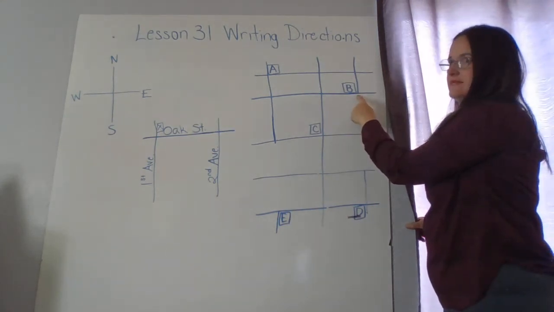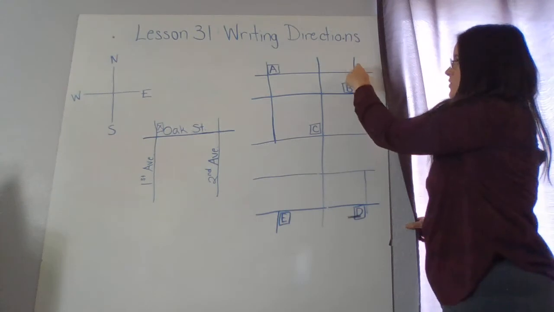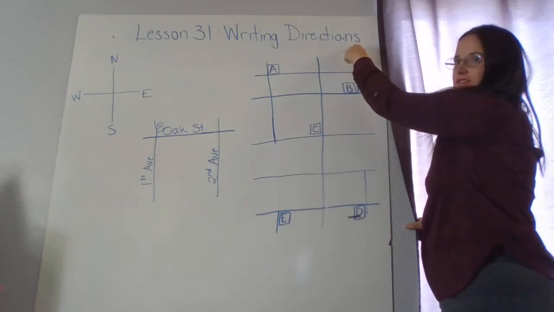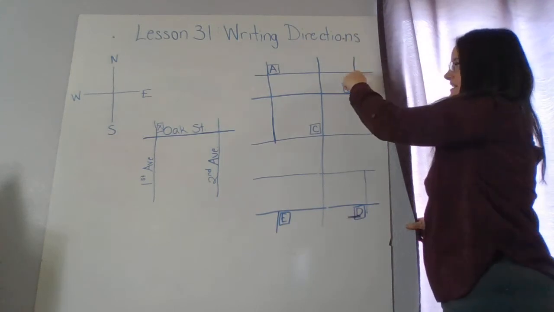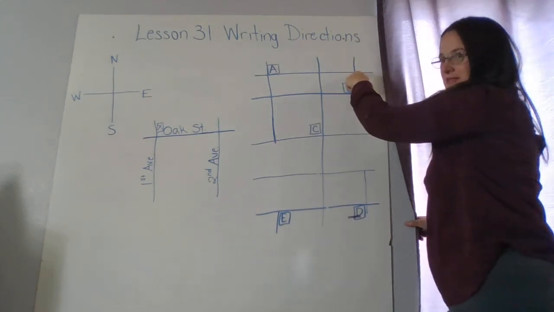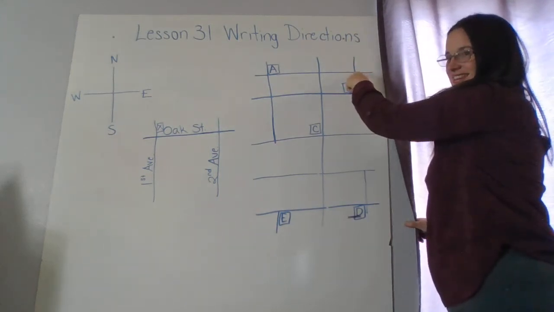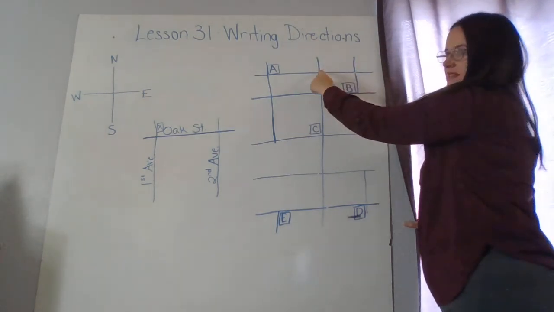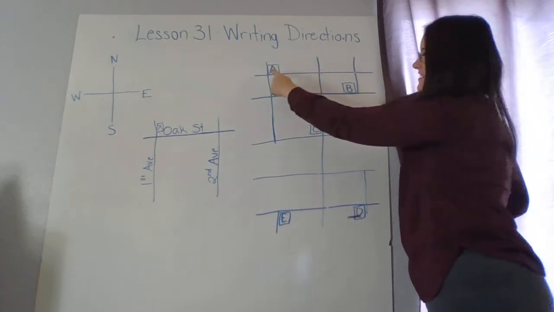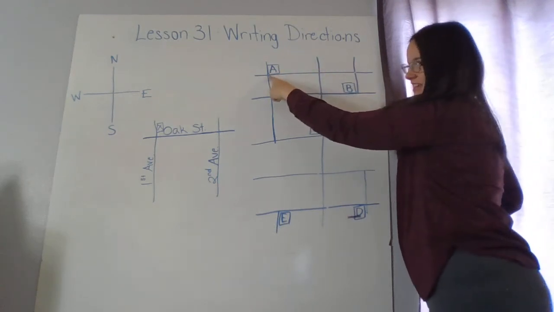2 blocks north, there's 1, there's 2. 1 south, I don't have any, oh, okay, go back south. There we go, 1 block north and 1 block west. Another block west, and another block west, over to A.